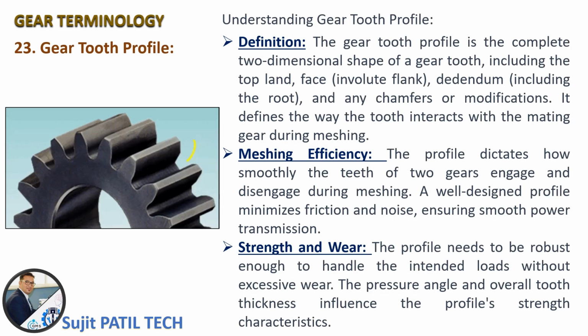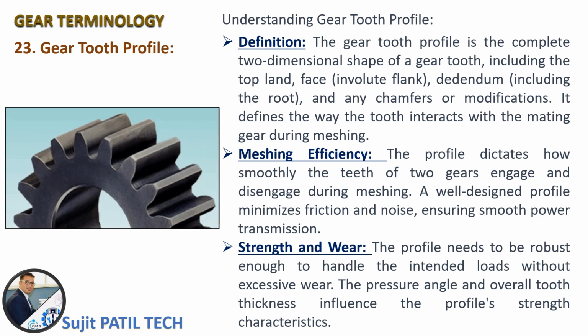Understanding gear tooth profile. Definition: the gear tooth profile is the complete two-dimensional shape of a gear tooth, including the top land, face, involute flank, dedendum, including the root, and any chamfers or modifications. It defines the way the tooth interacts with the mating gear during meshing.